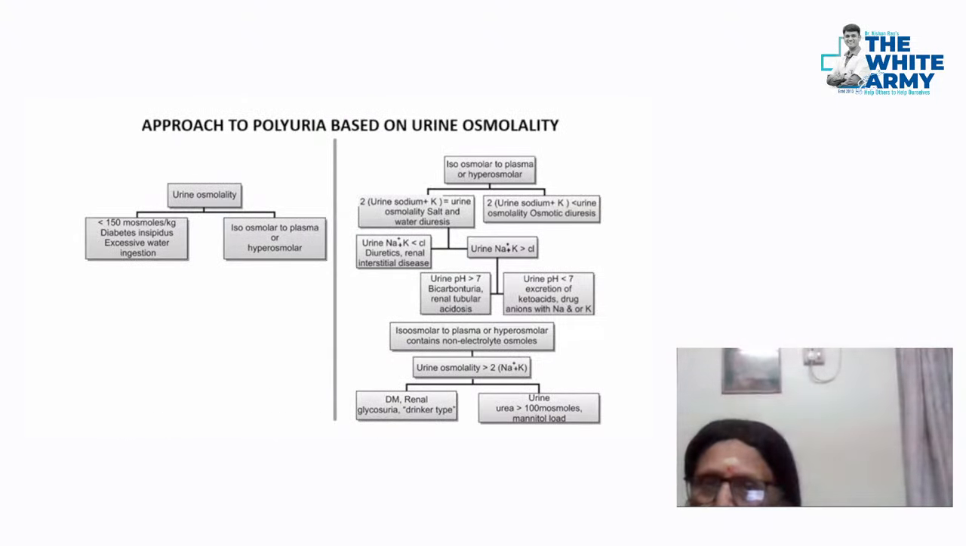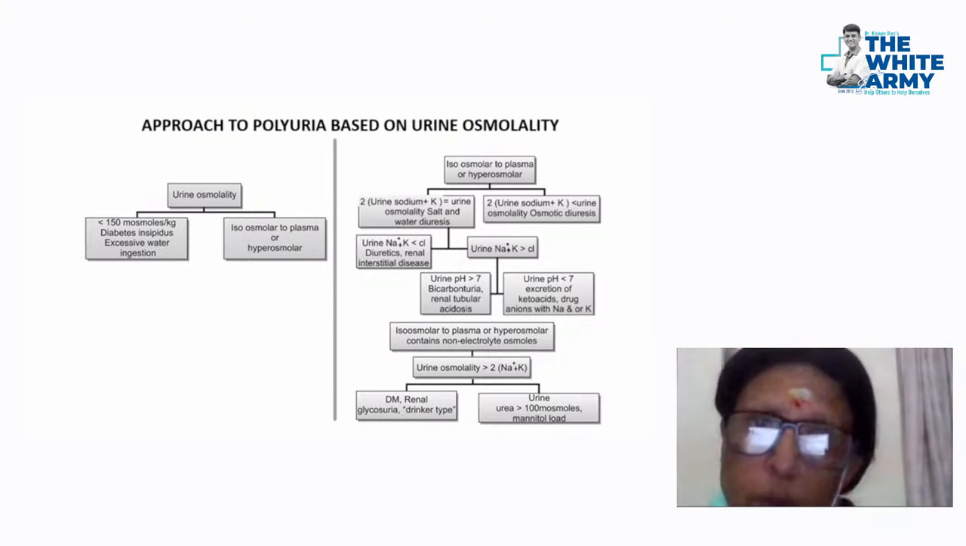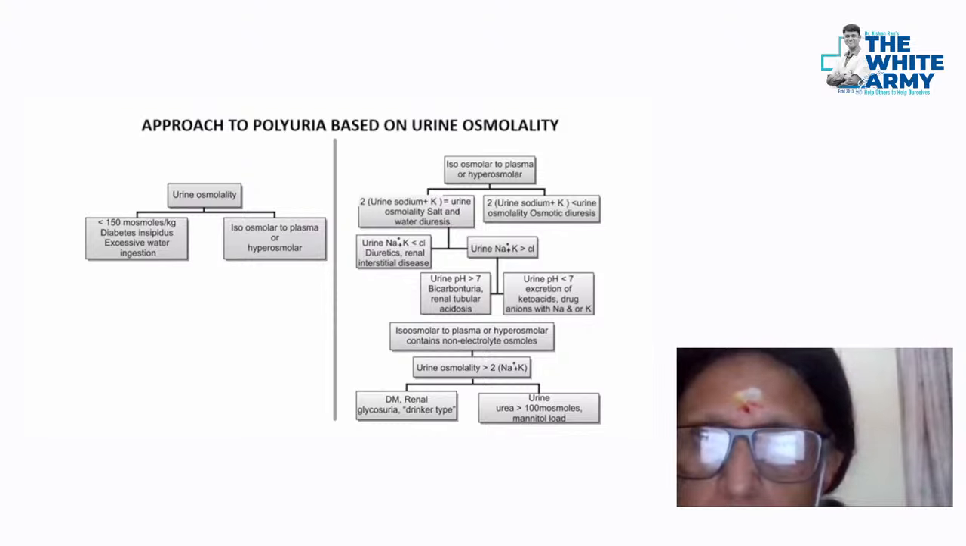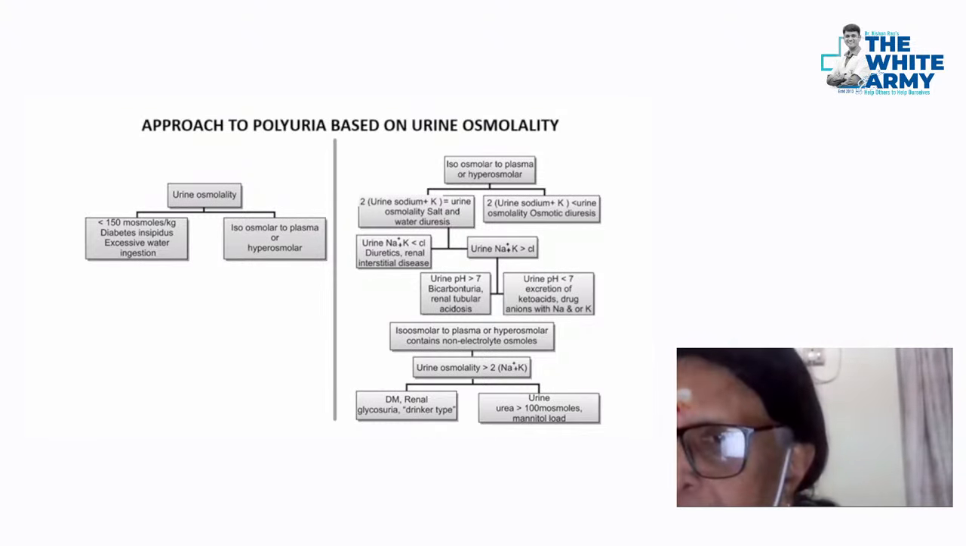So how do you approach polyuria based on urine osmolality? On the left-hand side, you have the urine osmolality. If the urine osmolality is less than 150, it can be either diabetes insipidus or excessive water ingestion, as in psychogenic polydipsia. On the right-hand side, we have an isoosmolar or hyperosmolar urine, which tells you there is a solute diuresis. That is a urine which has an osmolality equal to plasma or increased compared to plasma.